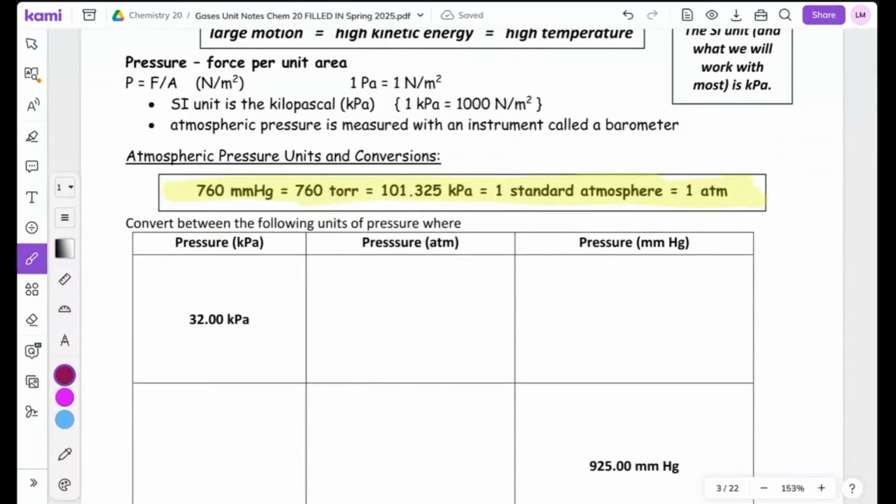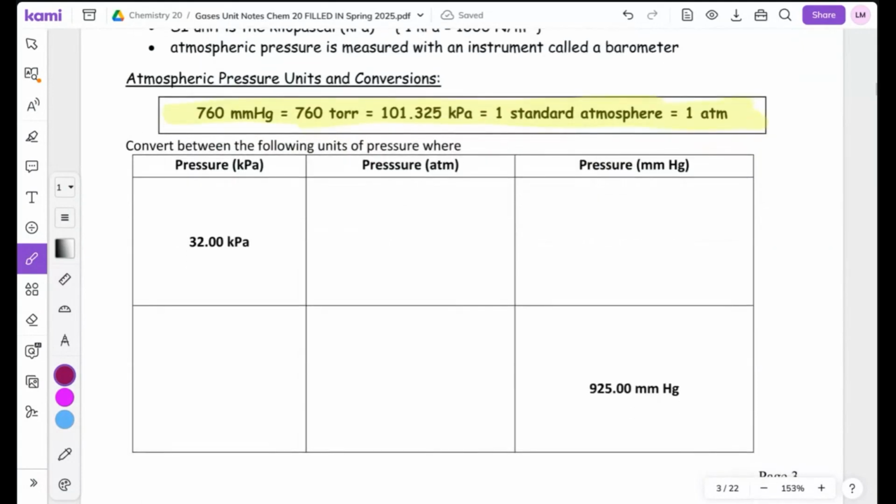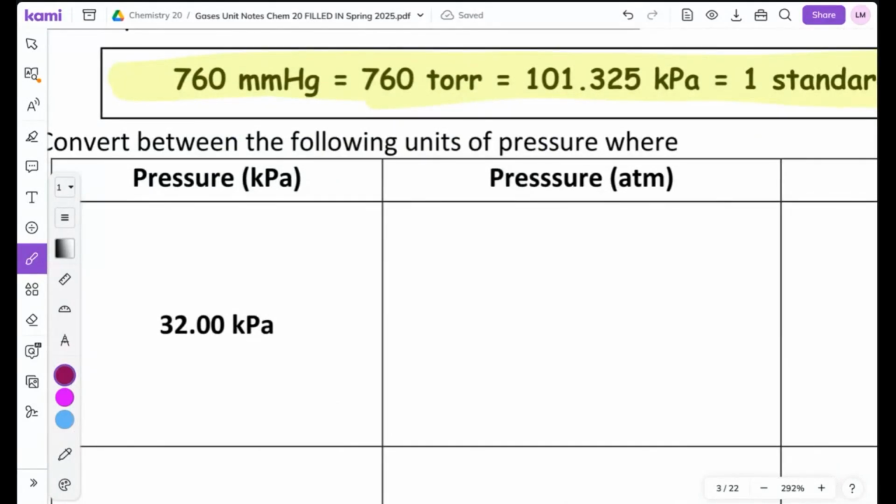All right, now how do we convert between units of pressure? I like to use unit analysis in order to convert. Just a quick reminder here, unit analysis is all about making sure you have the exact same units in the numerator as well as the denominator. The reason why you want to make sure you have the same units in the numerator and denominator is so that they cancel out and you'll eventually end up with the units that you want.